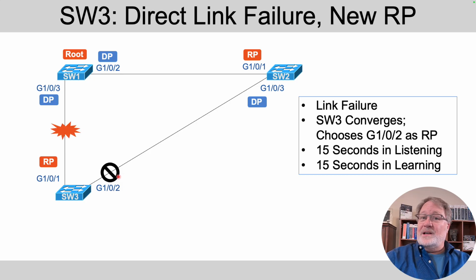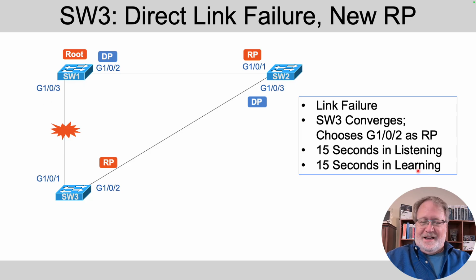We're going to fail this link because you're going to see me go up to switch 1, and I'm going to shut down this gig 103 link during the demo. Then we're going to do show commands down here on switch 3 and see this gig 102 port become a root port, and we're going to see it go through this listening and learning state. All right, that's where we're headed. Let's go do it.